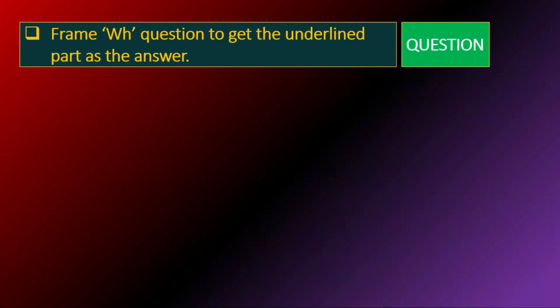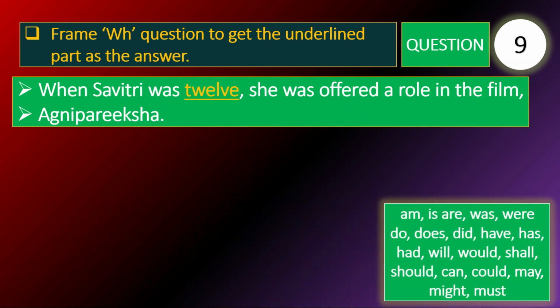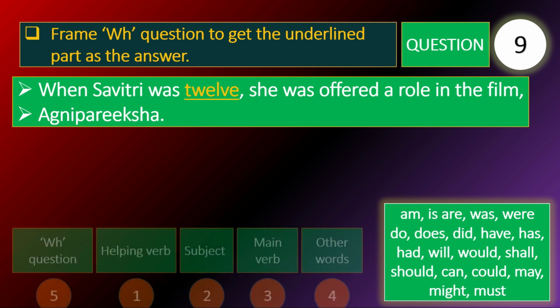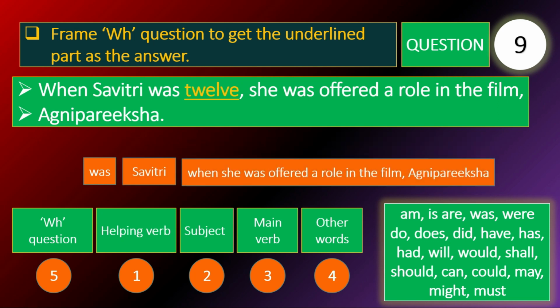Let's look at question number 9. When Savitri was 12, she was offered a role in the film Agni Pariksha. Now 12 tells us that it is about age. Now what can we use when we talk about age? You have to use how old. We have helping verb was, so we can use it directly. Was Savitri when she was offered a role in the film Agni Pariksha. See here we have avoided this 12 and we used everything there.